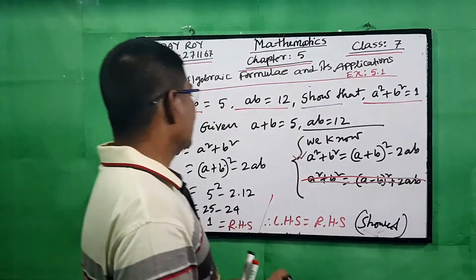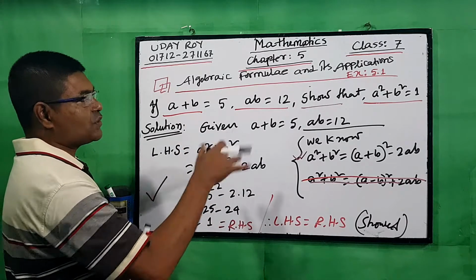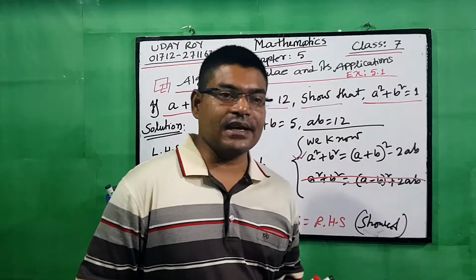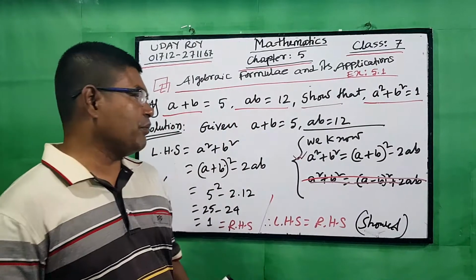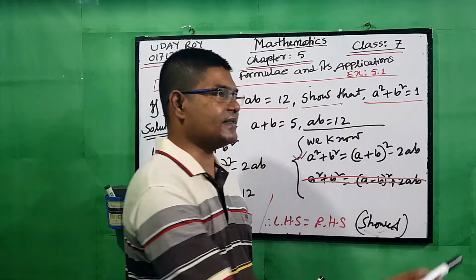So here is show that. A square plus B square equal to what? A plus B is given. You have to keep it in your mind. A square plus B square equal A plus B whole square minus twice AB.